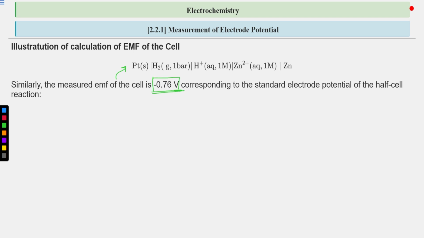You can observe that when we took the copper case, the value of the EMF is positive, and when we take zinc as the right half cell, the measured EMF becomes negative. This corresponds to the standard electrode potential of the half cell reaction Zn2+ plus 2 electrons, giving us Zn. This is the same as we discussed in the previous slide: Zn2+ is reducing here by gaining 2 electrons and going from 2 positive to 0, the neutral state. So whatever the EMF of the overall cell comes out to be will equal the standard electrode potential of the half cell present on the right hand side, right?